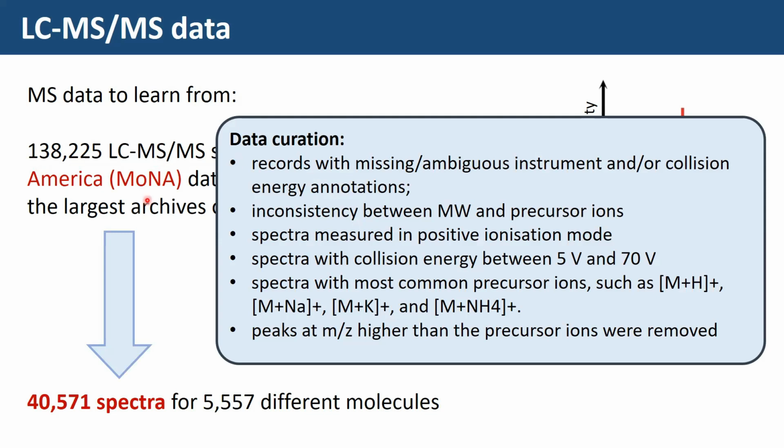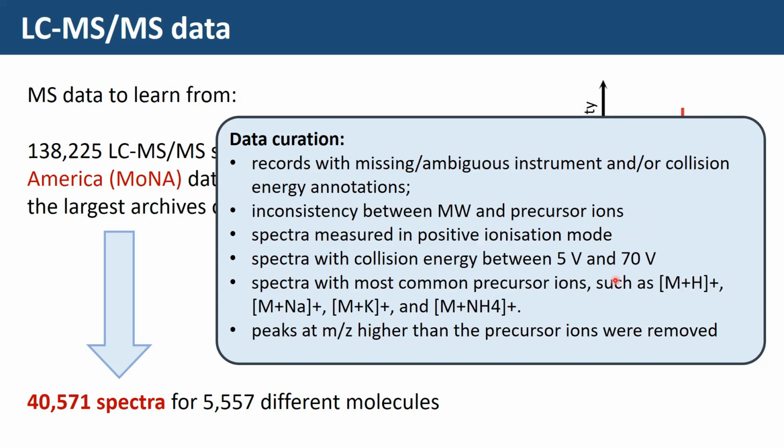Each spectrum was associated with information on the type of instrument and the experimental conditions which had been used for the measurement. So we deleted all the records without this information. We deleted all the spectra with inconsistency between the molecular weight and the precursor ions. We only retained the spectra which were measured in the positive ionization mode, and with a range of collision energy between 5 and 70.